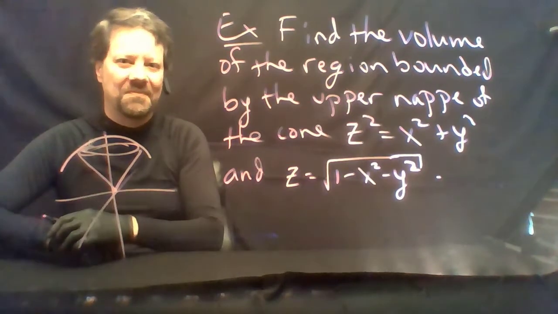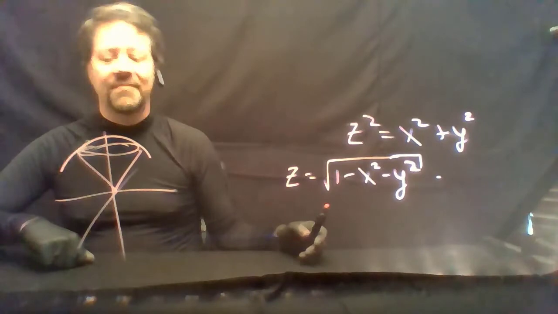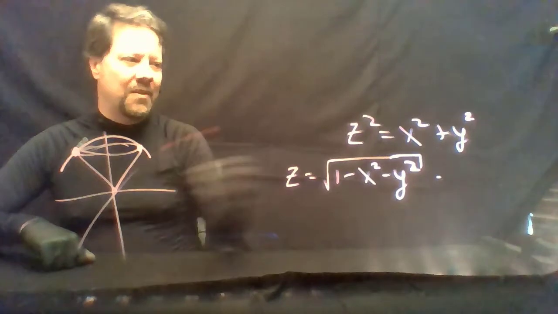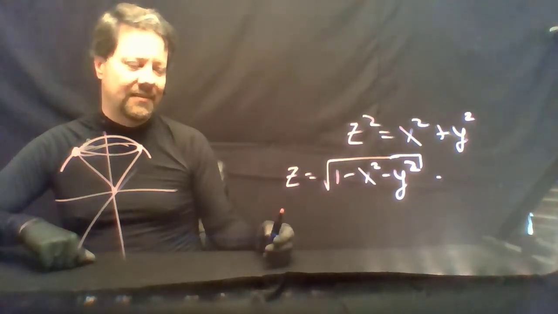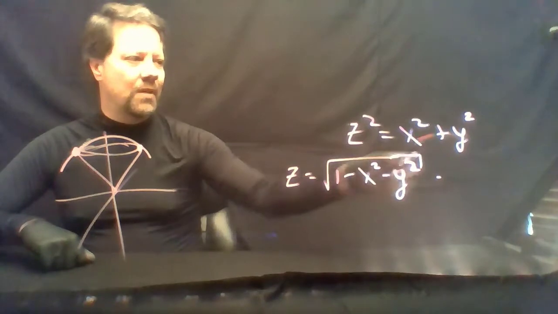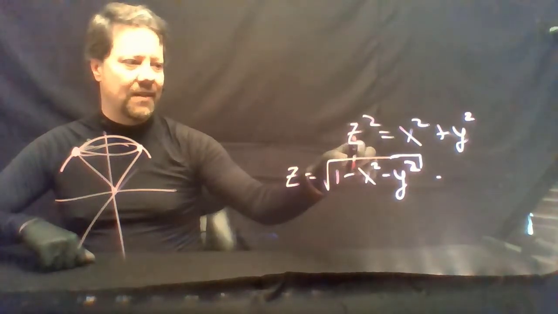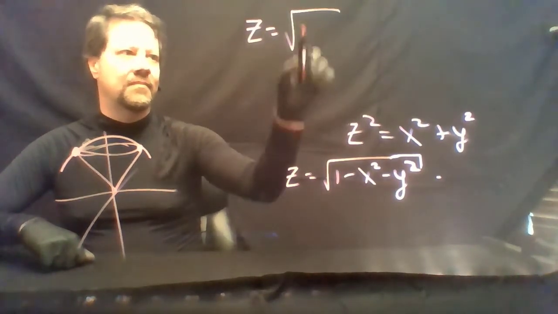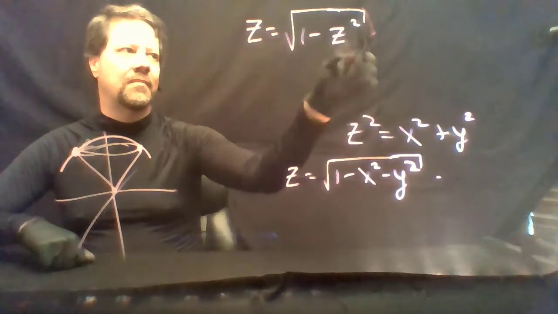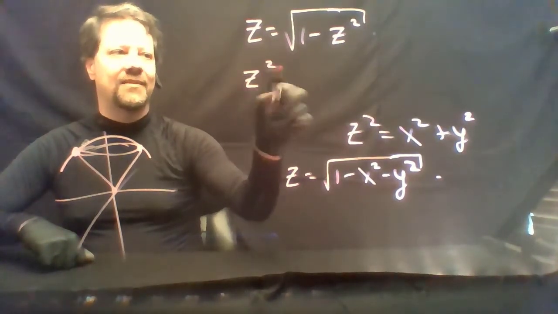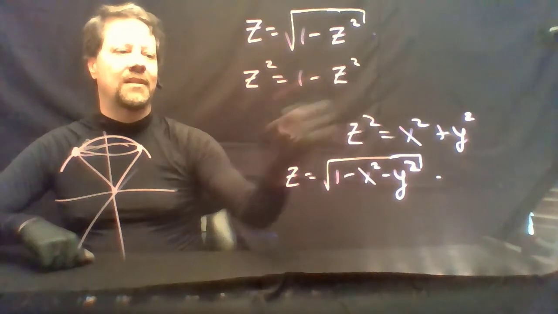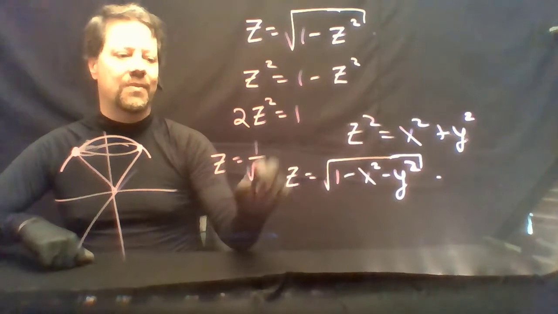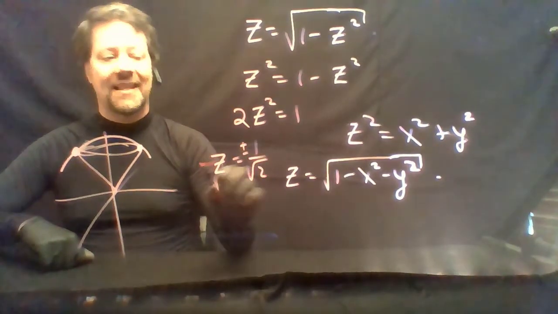Let's find the volume. To set up the integral, we kind of need to know where these surfaces intersect. So we'll have to set them equal to each other somehow. Here's an idea. x squared plus y squared gets replaced by z squared. We'll plug that into here. If you square both sides now, you'll get 2z squared equals 1, or z equals 1 over the square root of 2, plus or minus, but it has to be plus.